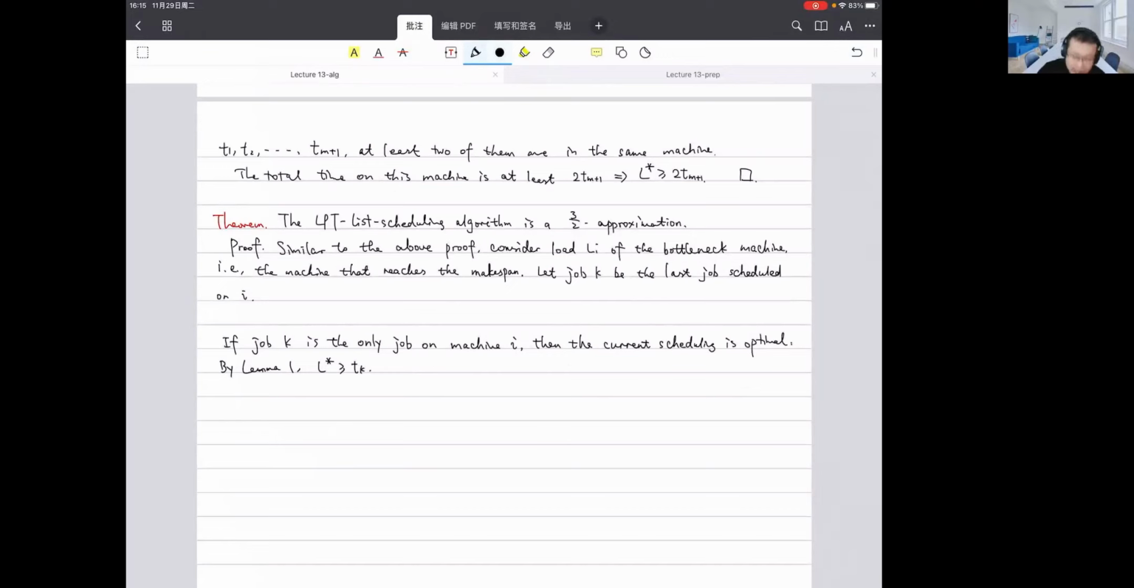But on the other hand, we know that job j is the last job. We have assumed that Li is the bottleneck, and job k is the only job.